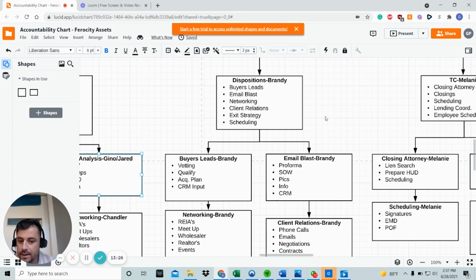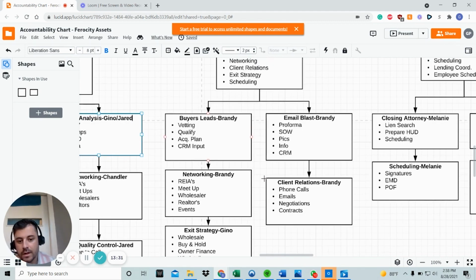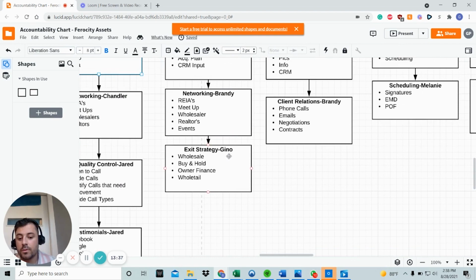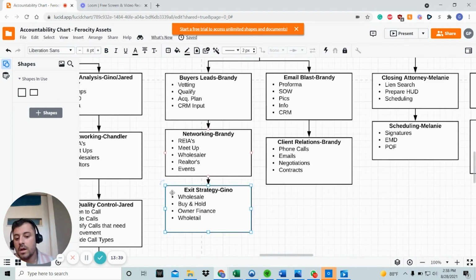But here's all the stuff Brandy does, right? She's email blasting, she's getting buyer leads, she's networking, she's doing client relations with the buyers, she's figuring out exit strategy. Funny enough, that actually comes down to one of my roles. My goal is to be out of every circle, or every square, excuse me, and I'm getting very close. From when I first started out, I did everything, and now I'm getting very, very close.